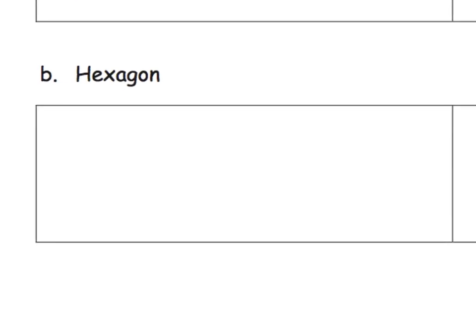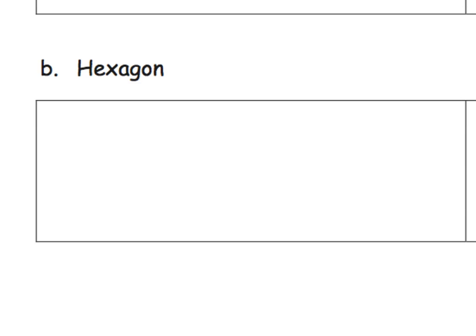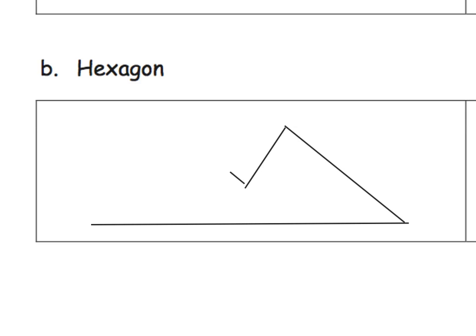And so now it says we are supposed to draw a hexagon. And remember, a hexagon has 6 sides. So let's see if we can get creative with our hexagon. Oh, let's say 1, 2, 3, 4, 5, 6. There's a hexagon. That's kind of a fun hexagon. And then, oh, let's do another one.